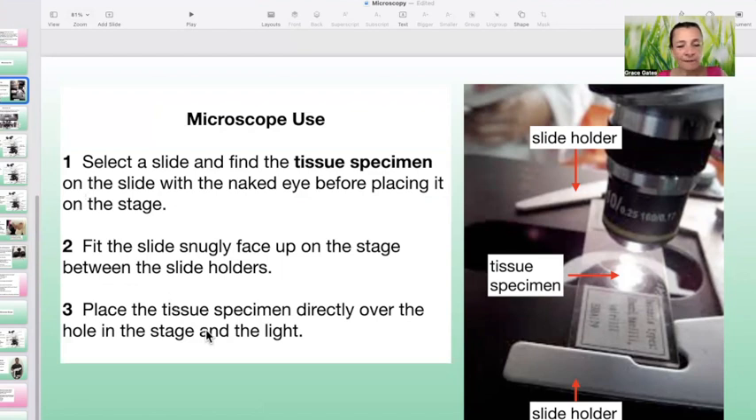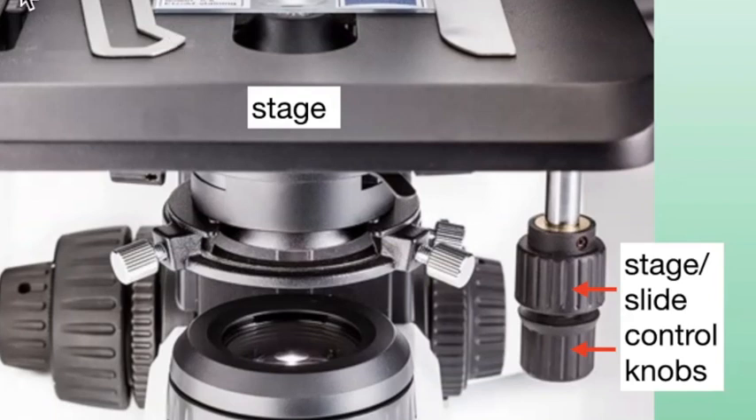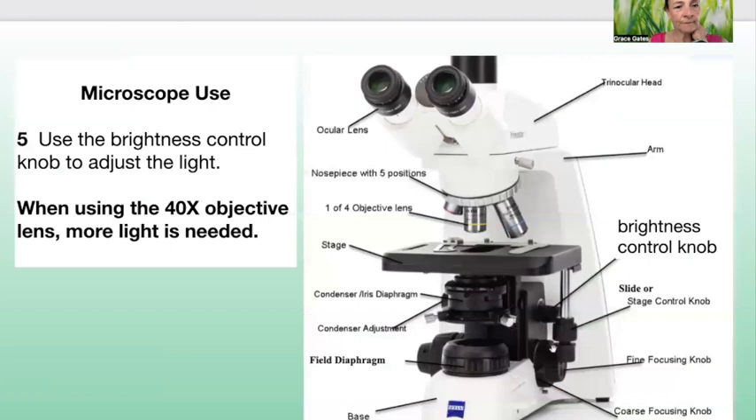Make sure your tissue specimen is directly over the hole in the stage in the light. And now you can move the stage and the attached slide back and forth towards you and away from you and side to side using the stage or slide control knobs, which are beneath the stage. And here it's shown where they are. So they're on the right side and they're extending downwards from underneath the stage.